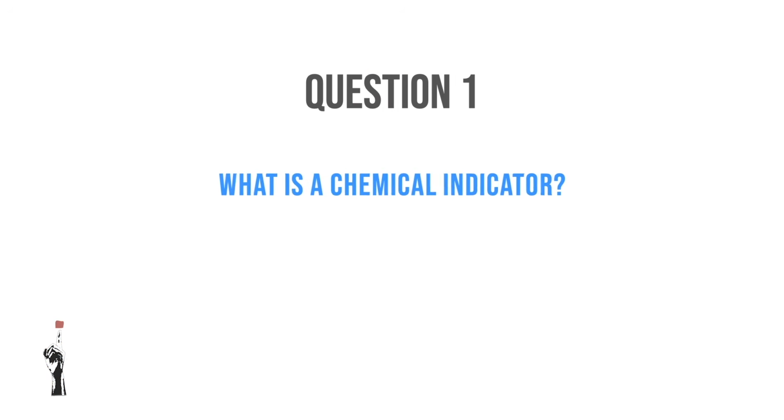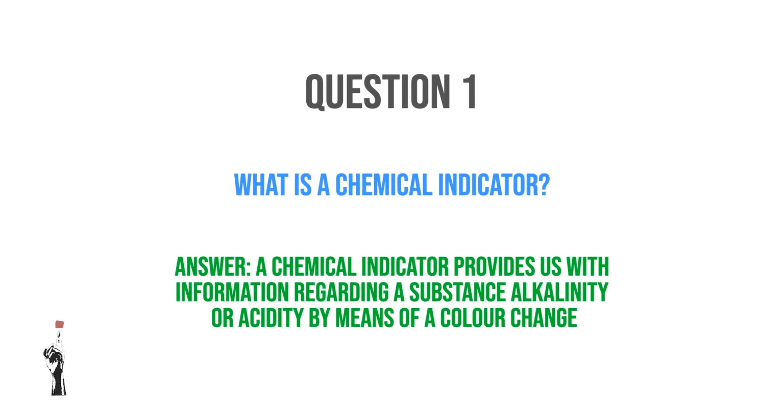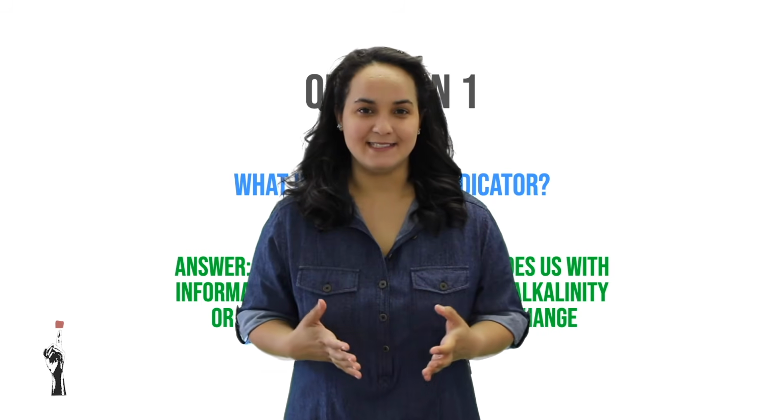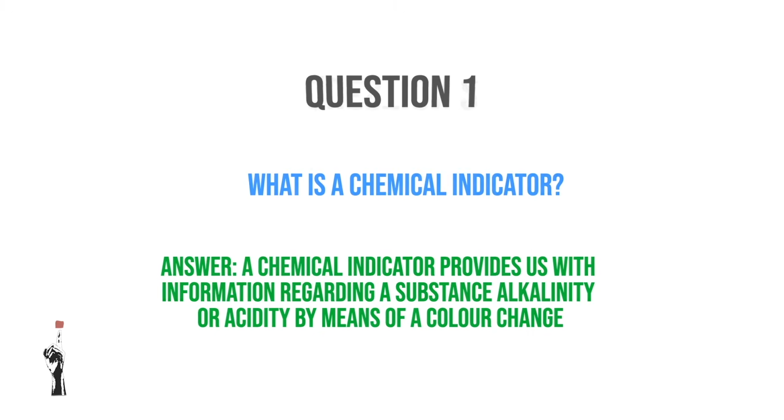Can you tell me what is a chemical indicator? A chemical indicator provides us with information regarding a substance's alkalinity or acidity by means of a color change. Some indicators are able to tell us the exact pH of a substance.